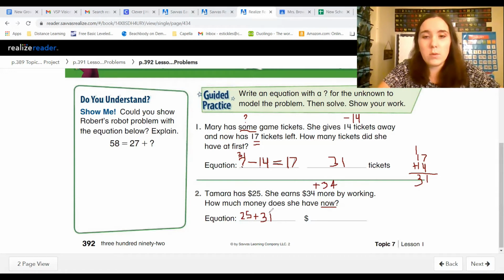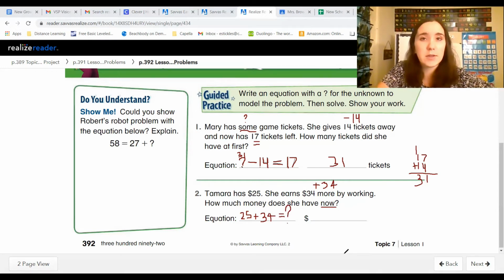And now we want to know what the total is. That is the number that we don't know. So we're going to put a question mark here in our spot for the total, for our sum. Now we just have to solve. Because it's an addition problem, we can just stack up our numbers and add them on up. So I'm going to do $25 plus $34.